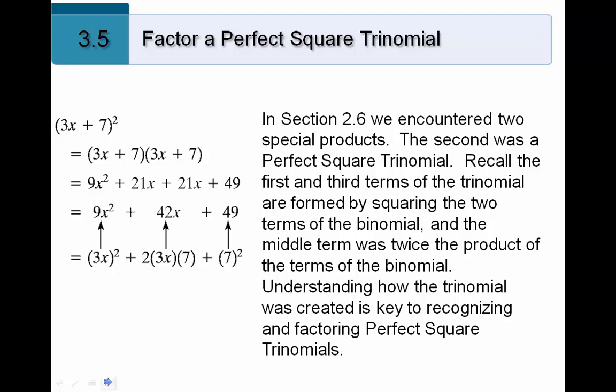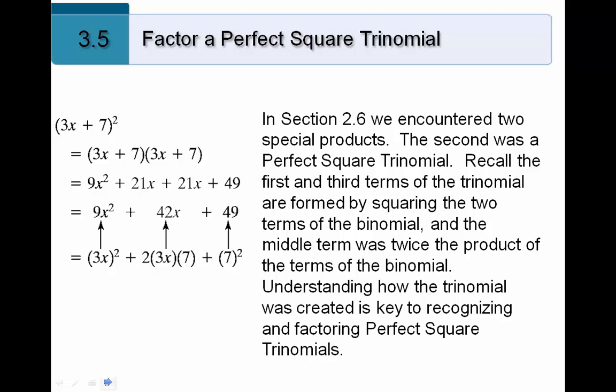All right. In section 2.6, we encountered two special products. We've just finished covering the first of the special products, the difference of squares. The second was a perfect square trinomial. Recall that the first and third terms of the trinomial are formed by squaring the two terms of the binomial, and the middle term was twice the product of the terms of the binomial. Understanding how the trinomial was created is key to recognizing and factoring perfect square trinomials.